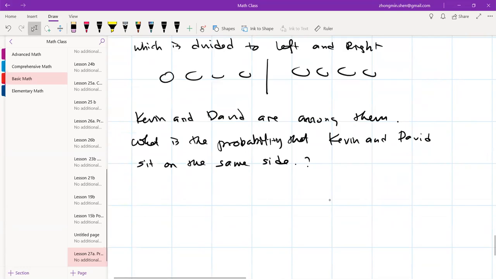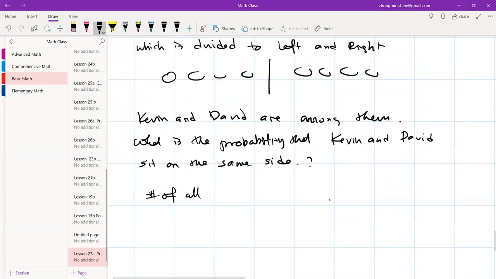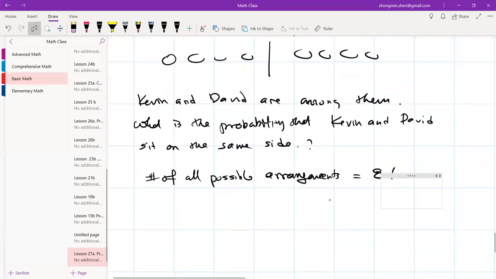Okay, so the number of all possible outcomes, the possible arrangements, is going to be 8 factorial, no question about that. You just permute. Kevin, your answer is wrong this time. Try it again. It's not like they both should sit on two end points.